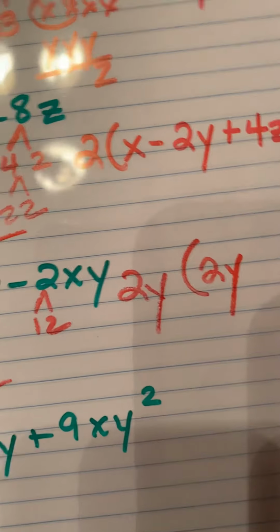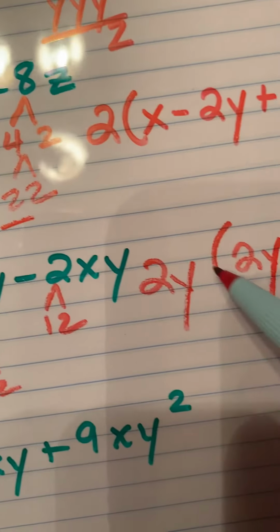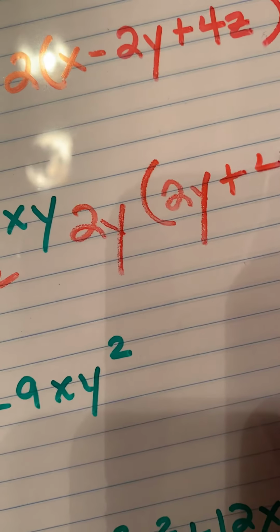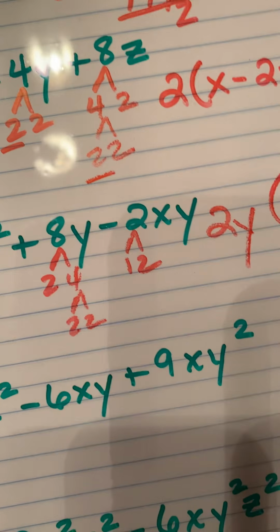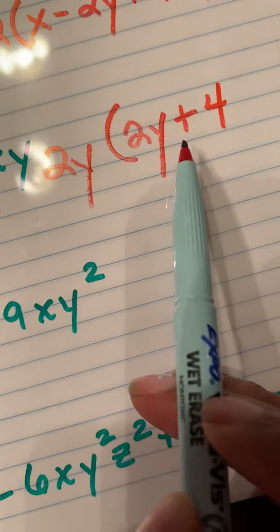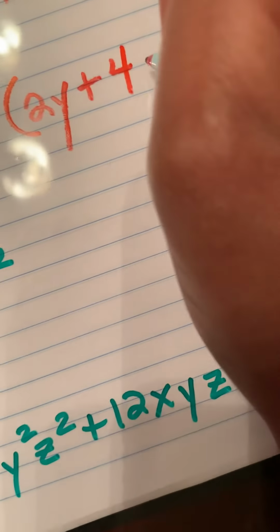I need 8y. What do I have so far? I have 2. So what am I missing? The 4. 4 times 2 will give you 8. And then bring over. You already have a y on the outside.